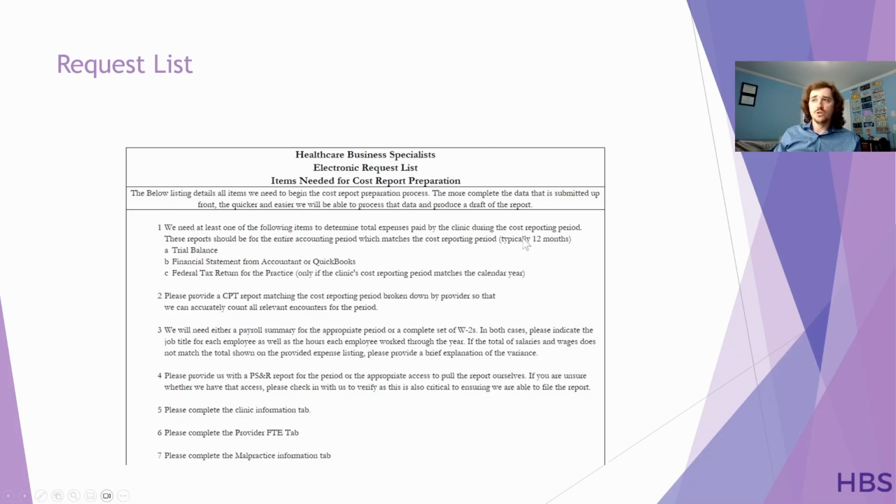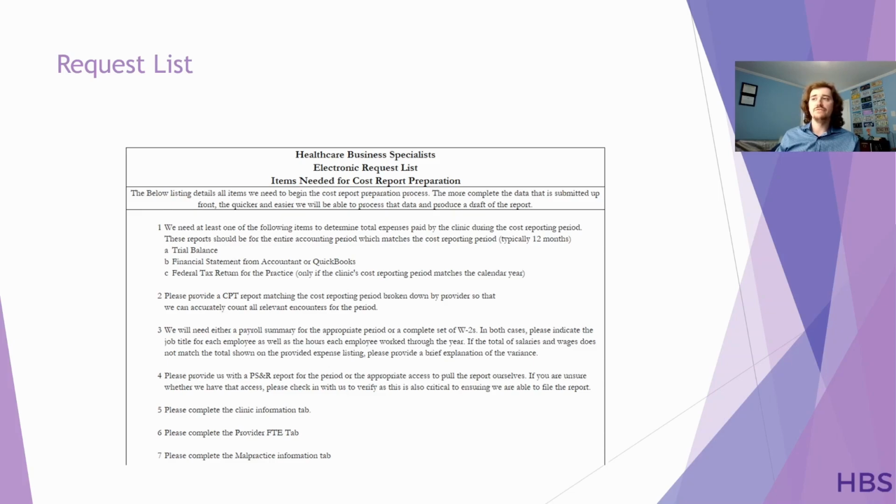We need at least one of the following items right here. This is our expense listing for worksheet A of the cost report. If you watched our video on calculating the cost per visit, then we talk about worksheet A. So we need either a trial balance, a financial statement from accounting or QuickBooks. This would be an income statement, what we would be looking for, or a federal tax return for the clinic.